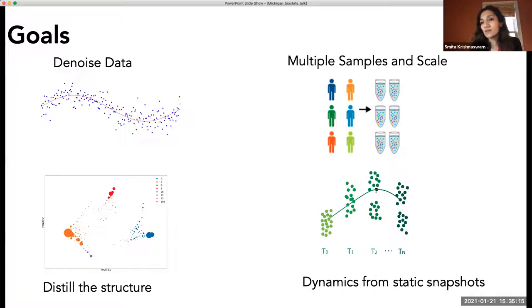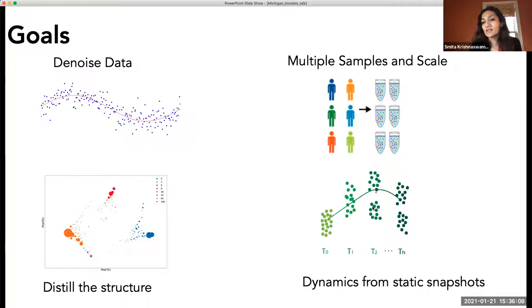Another challenge is that there are multiple samples these days. For example, in one of the problems I'll be talking about, we have single cell data from over 200 patients. So it's not only one complicated data set, but a whole host of complicated data sets. And there is the problem of learning dynamics from this kind of data, which tends to be static. Usually when you measure cells in these modalities, the measurements are destructive and you're not following them along in time. And yet the biological entities they're measuring are dynamic, and you want to get some idea of the dynamics.